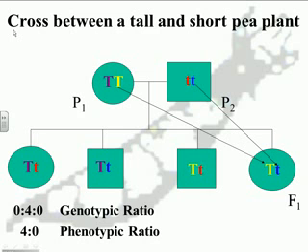Here's the problem. Show a cross between a tall and a short pea plant. That's what we've been working on. That's the problem. Here's our parents. There's our genetic possibilities. So we are only looking in the first filial generation to get our ratios. We are not looking at the parents. We're only looking at the genetic possibility of the offspring.